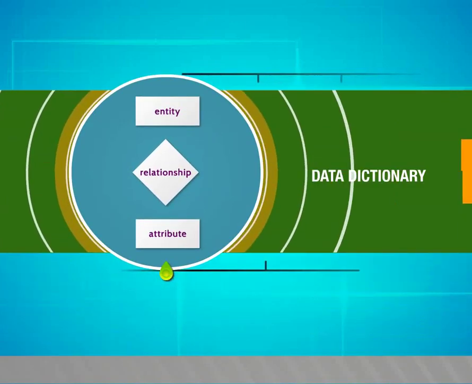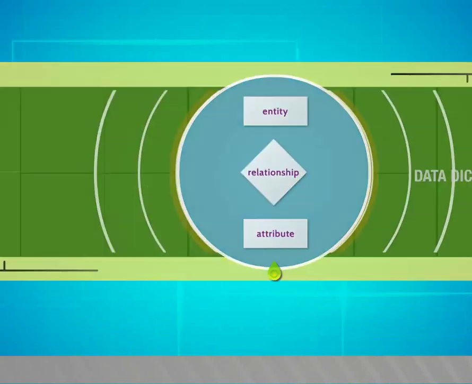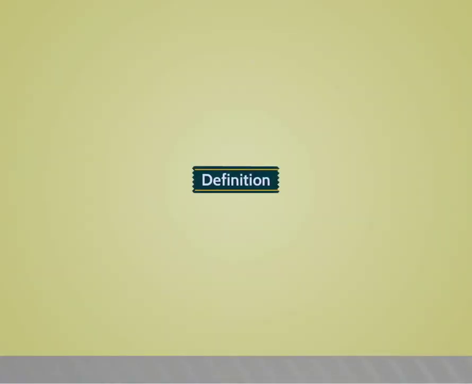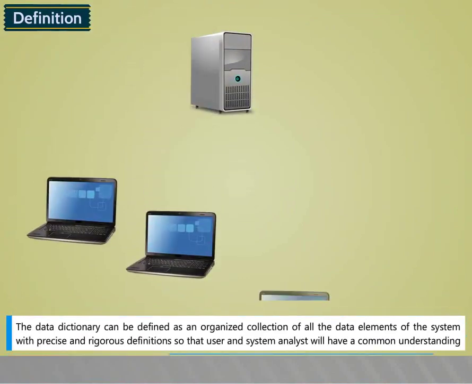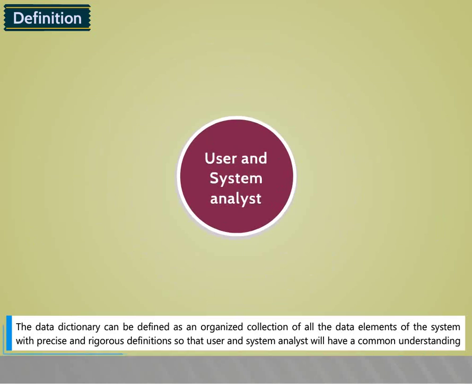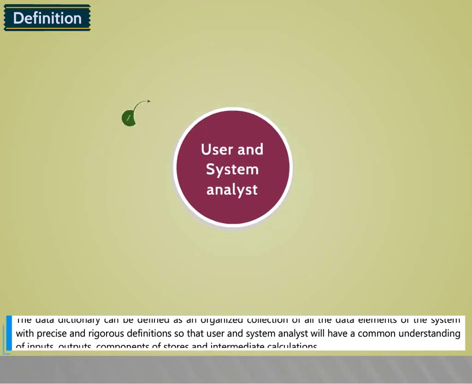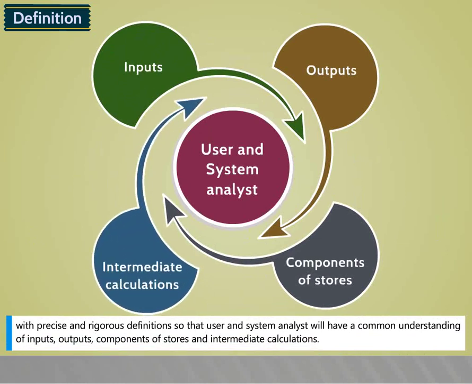Data dictionary. In this video, we are going to see about data dictionary. Definition. The data dictionary can be defined as an organized collection of all the data elements of the system with precise and rigorous definitions so that the user and system analyst will have a common understanding of inputs, outputs, components of stores, and intermediate calculations.